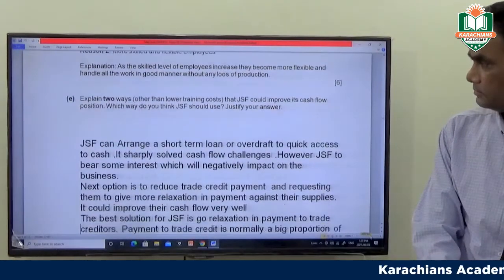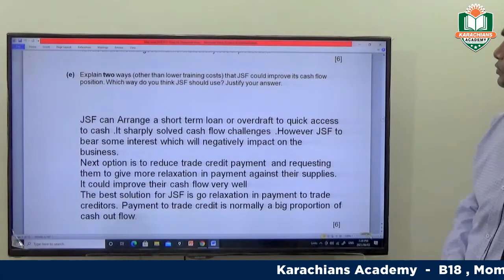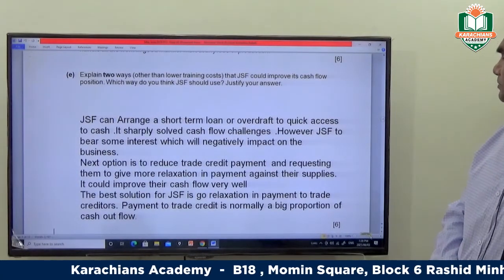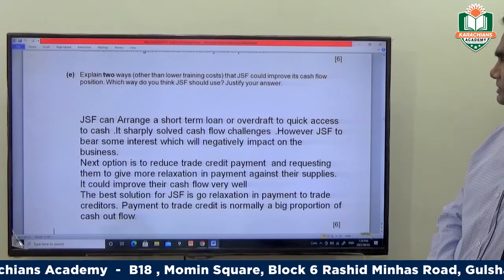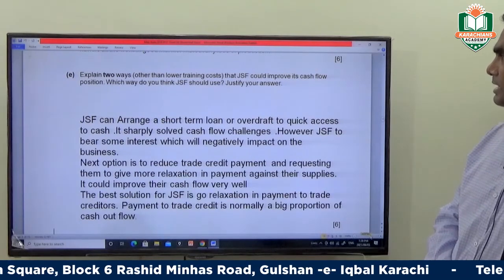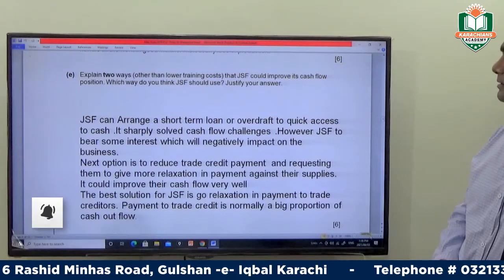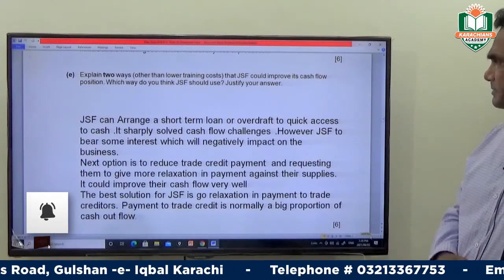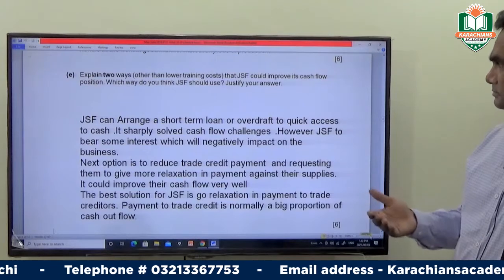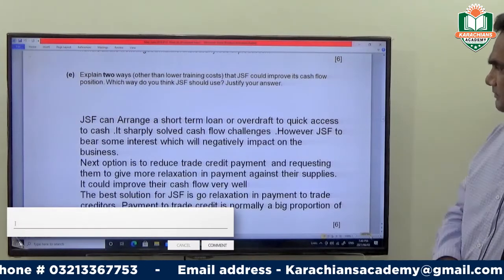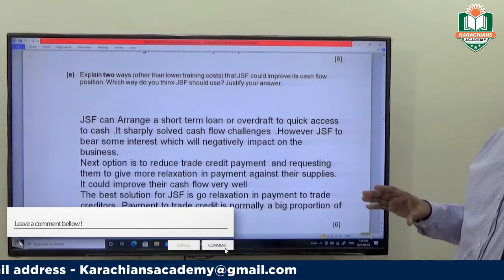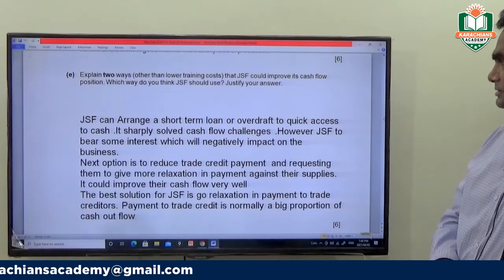2E, last question: explain two ways other than lower training cost that JSF could improve its cash flow position. Which way do you think JSF should use? Justify your answer. Here we have to explain how we can improve cash flow, which really helps JSF, but we don't have to cut the training cost.